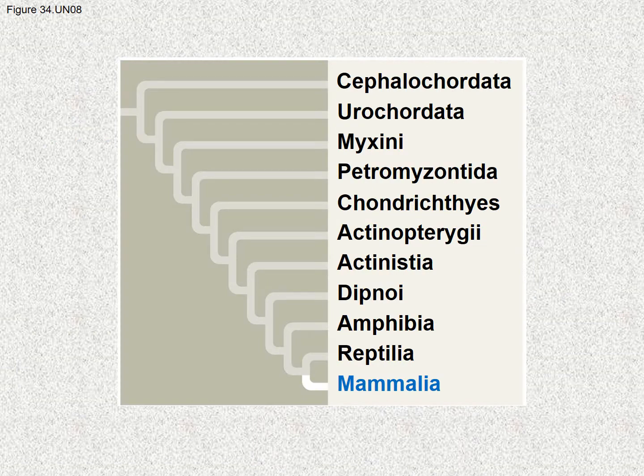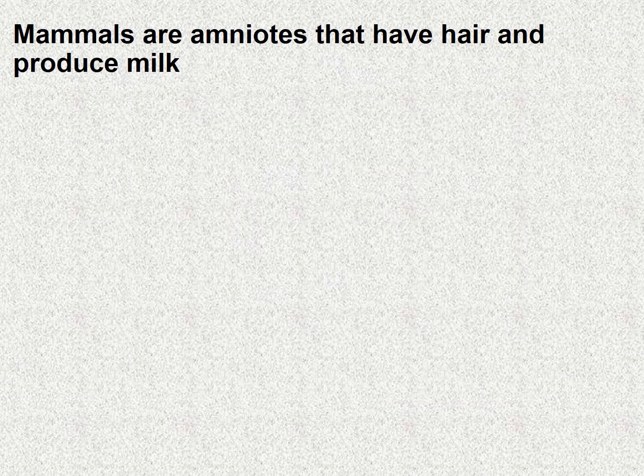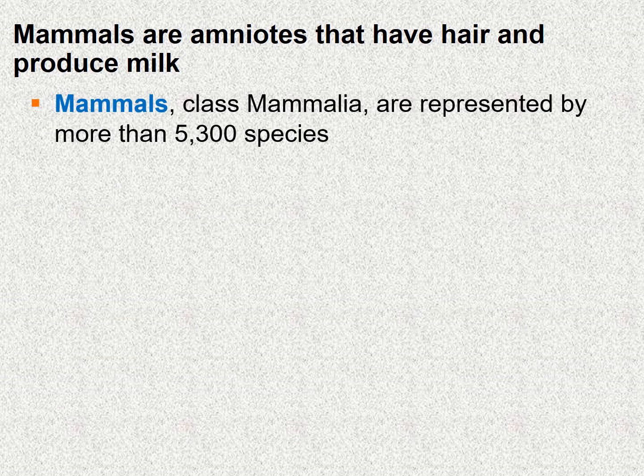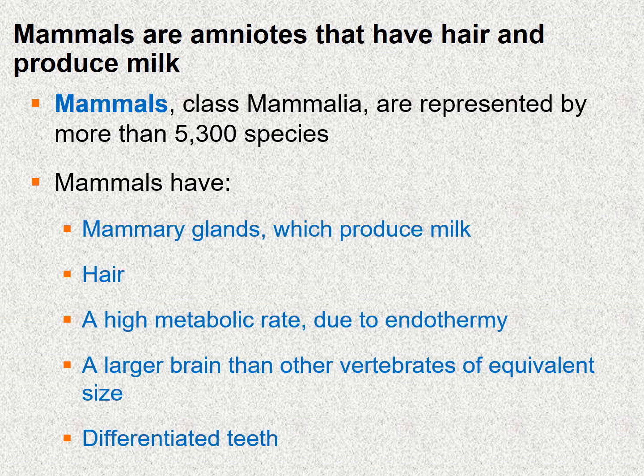Now let's look at the mammals. So the mammals are also amniotes, but they're amniotes that have hair and they produce milk because they have mammary glands. But the mammals have many other characteristics. They also have a high metabolic rate, similar to birds. So birds take a lot of energy. They are endothermic, and mammals are all endothermic as well. Mammals have a larger brain than most of the other vertebrates, and the brain size gets even larger when we move into the primates. And they have differentiated teeth.